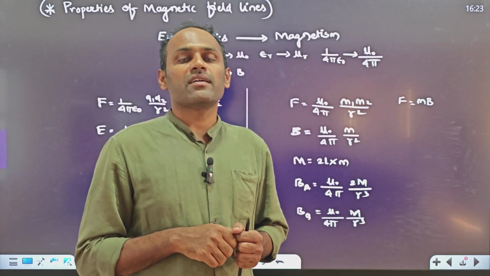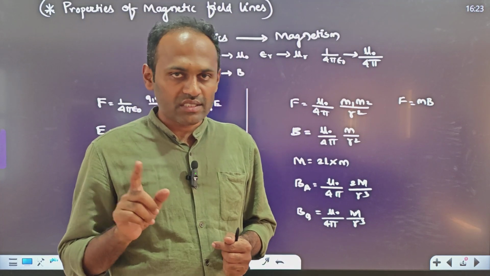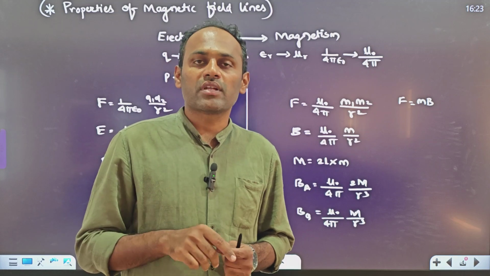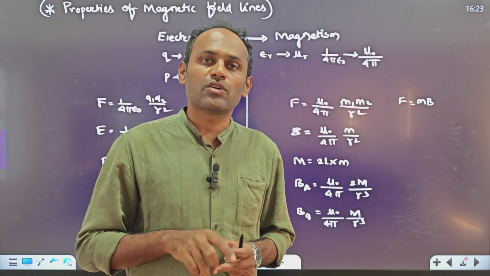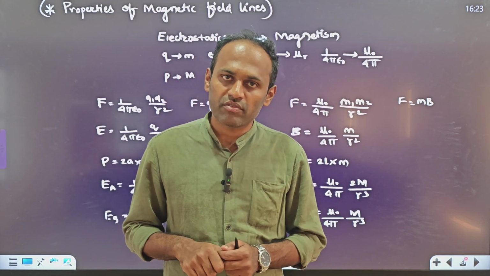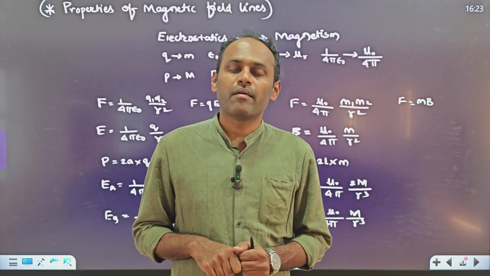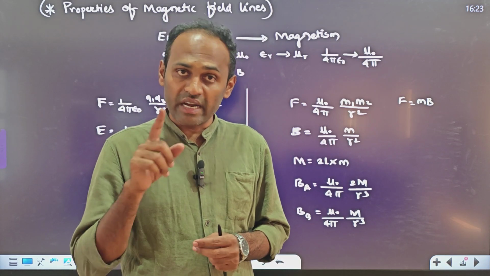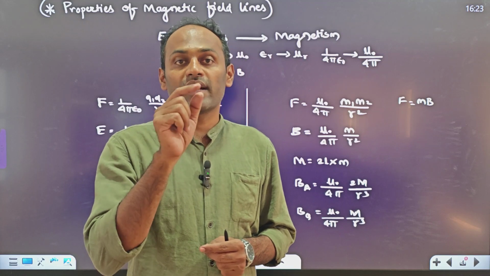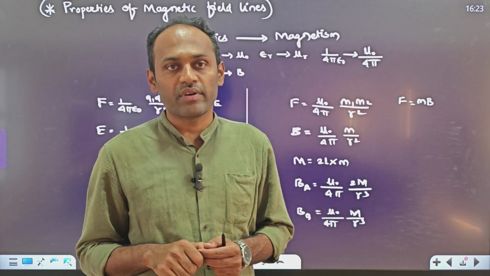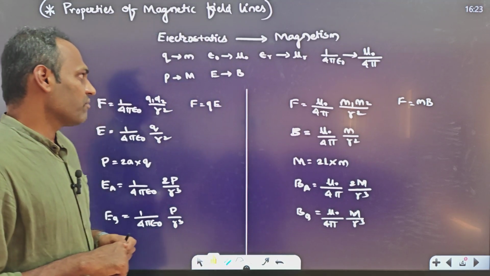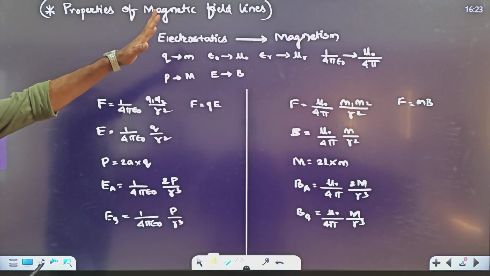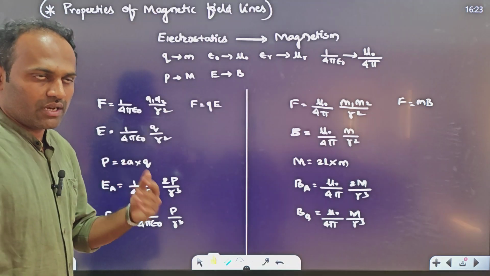Correct? And after that, magnetic field lines will never intersect each other. At any point, if you want the direction of the magnetic field, draw the tangent to that magnetic field line. You will get the direction of the magnetic field at that point, right? And magnetic field lines will never intersect each other. If they intersect at a single point, you will get two different directions and two different magnetic fields at that point, right? Okay, well, so read the theory on the properties of magnetic field lines.